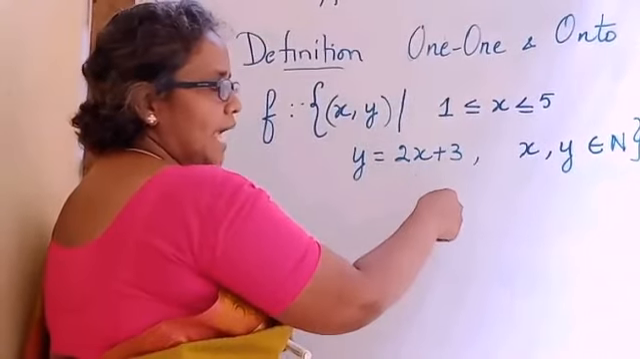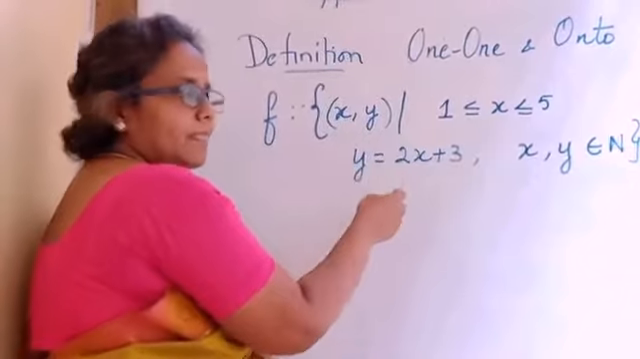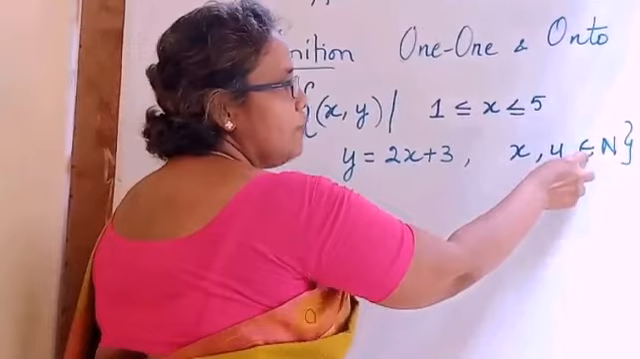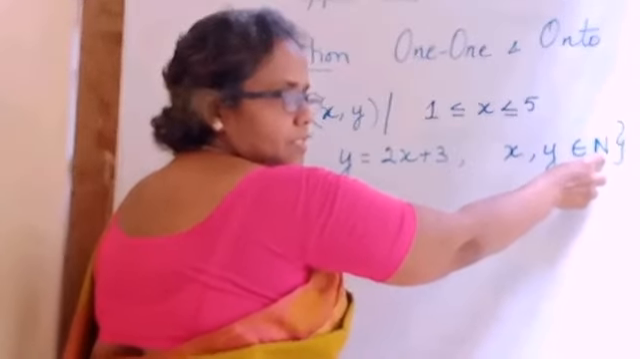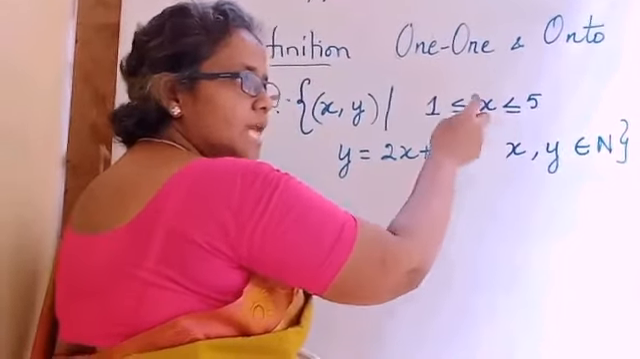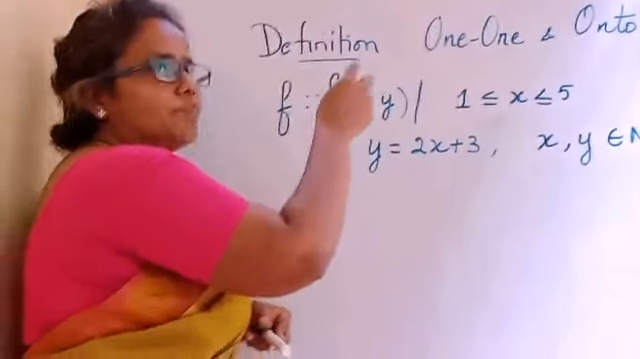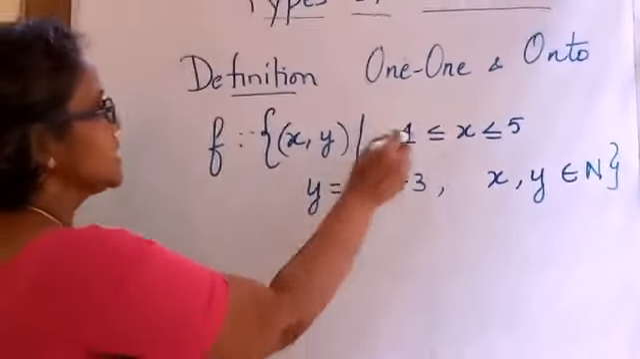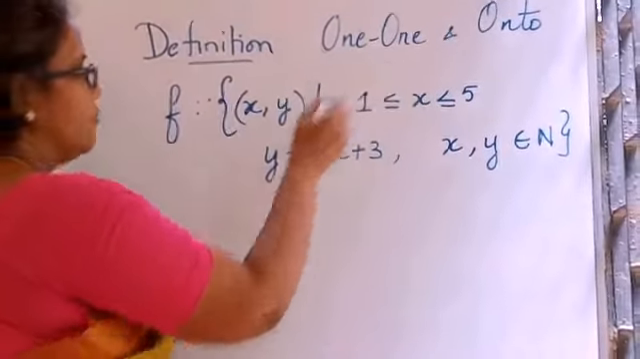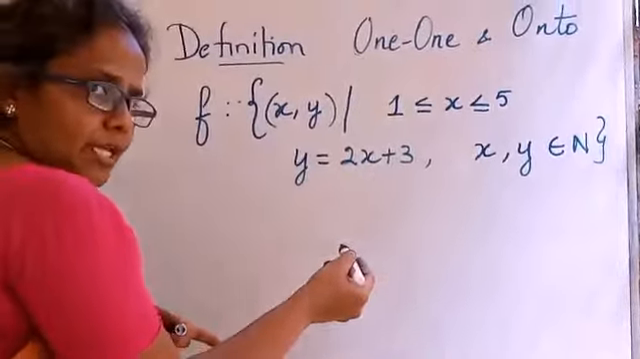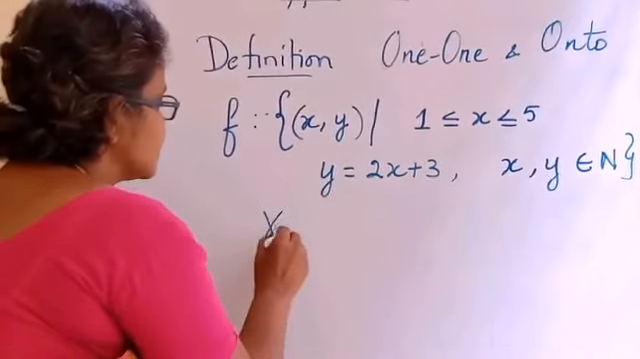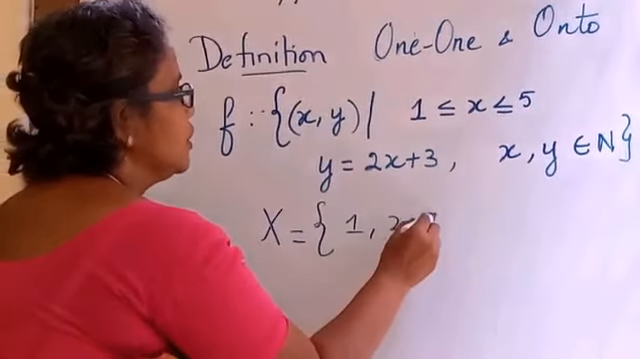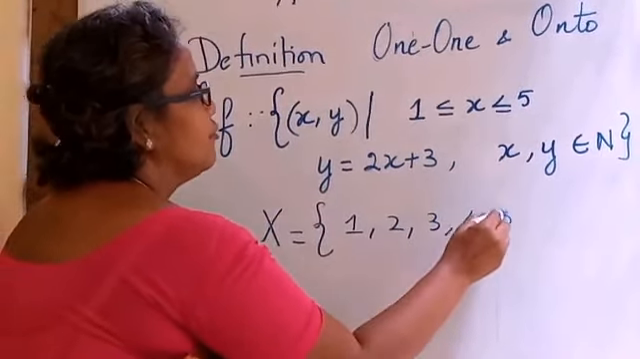So now shall we calculate the values of the function? And one more condition is being mentioned here. x and y come from the natural numbers. So natural numbers, naturally, start from 1, 2 and go up. Now, what are the elements of x? So x can take the values 1, 2, 3, 4 and 5. So shall we frame the set? The set x will have the elements, namely 1, 2, 3, 4 and 5.